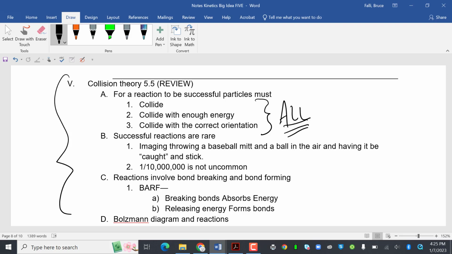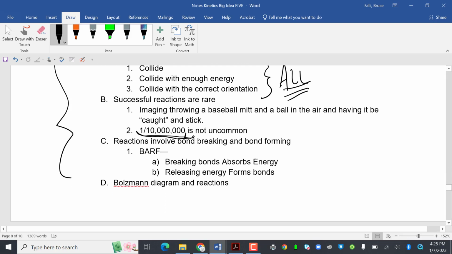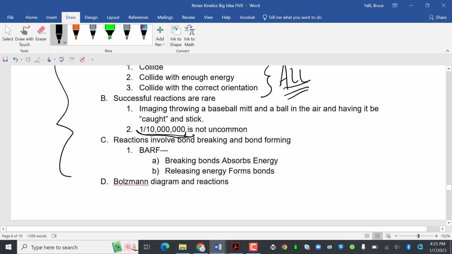So imagine if my reaction is throwing a ball and a mitt both in the air and having it catch and stick. 1 out of 10 million is not uncommon. That's rough. That means it's almost never going to happen. Reactions involve bond breaking and bond forming. So remember, breaking bonds absorbs energy, releasing energy forms bonds.